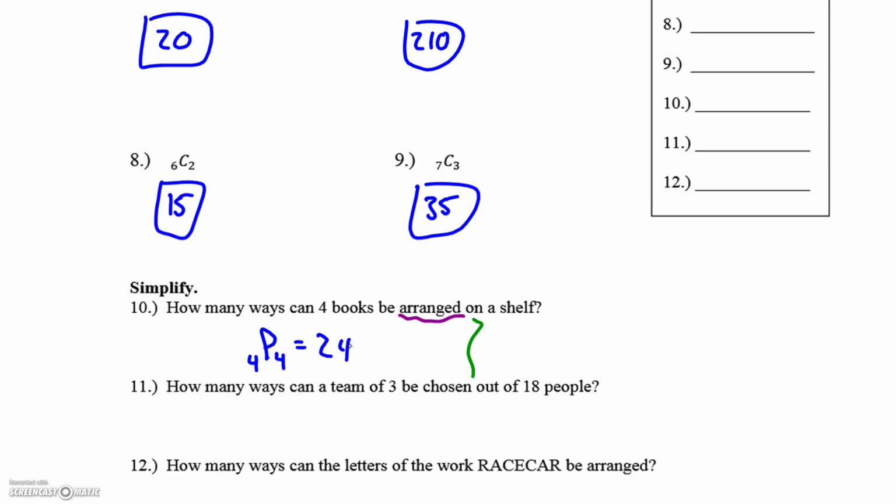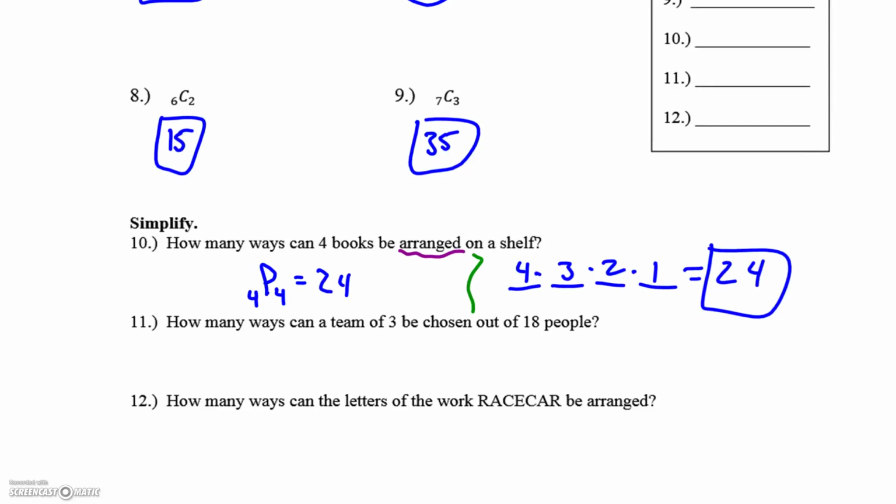Or you can think of this in terms of the fundamental counting principle. I've got 4 blank spaces I need to fill. There are 4 options for slot number 1. Well, now I've used one of those books, so now there's only 3 options left for the second slot, and then 2 options, and then 1 option. And I multiply, and that also gives me the 24. So whichever way you want to approach this is up to you, either permutation or using your fundamental counting principle.